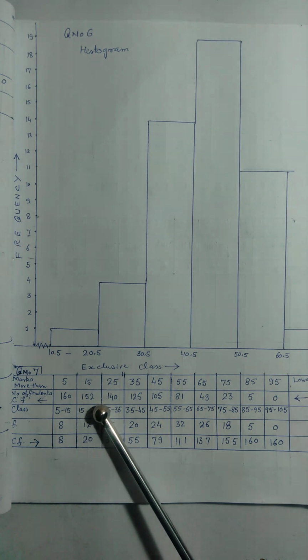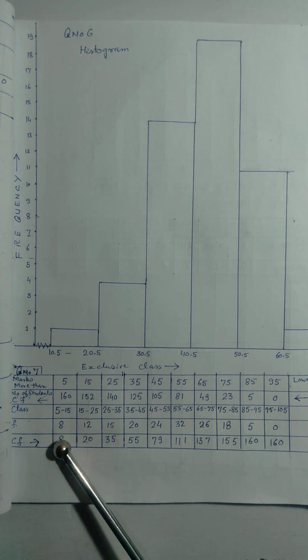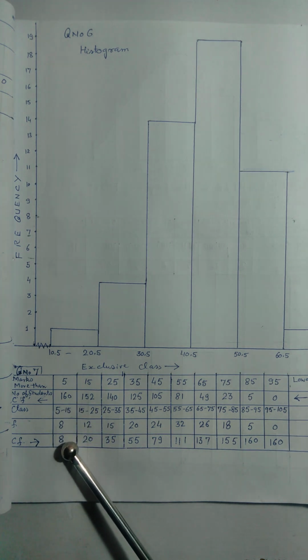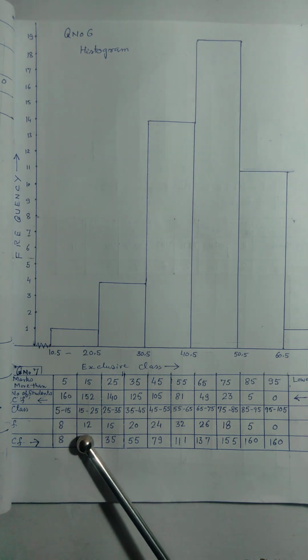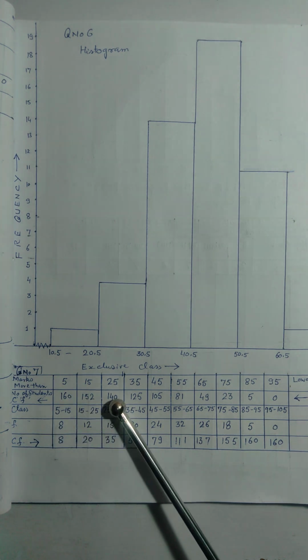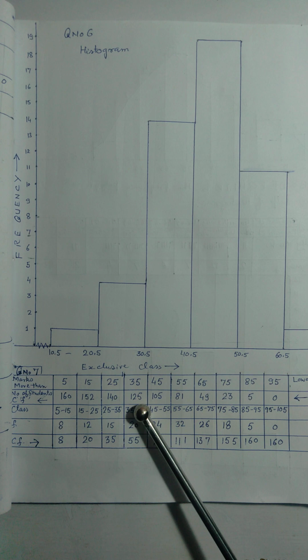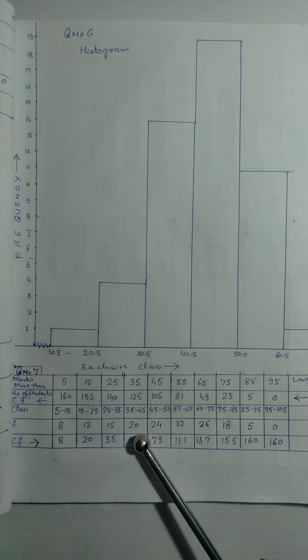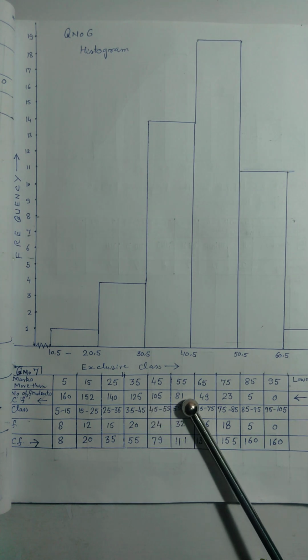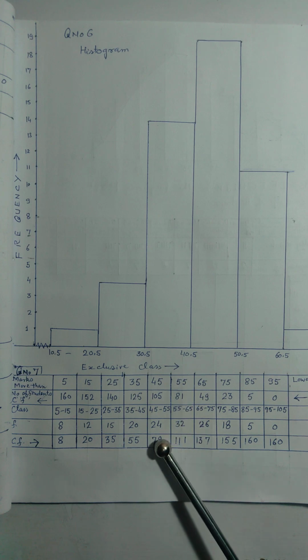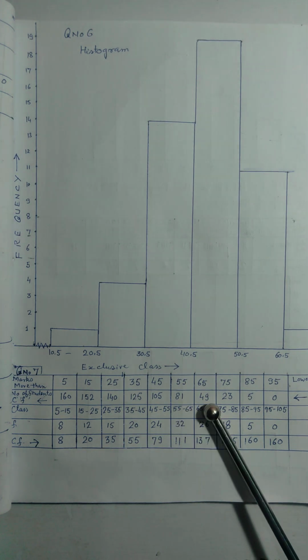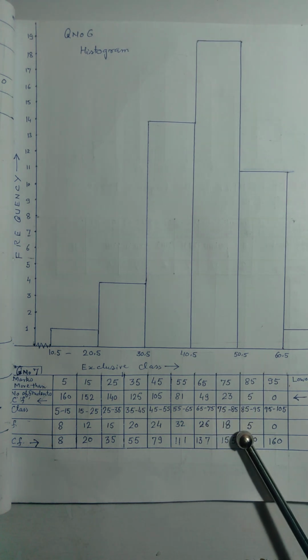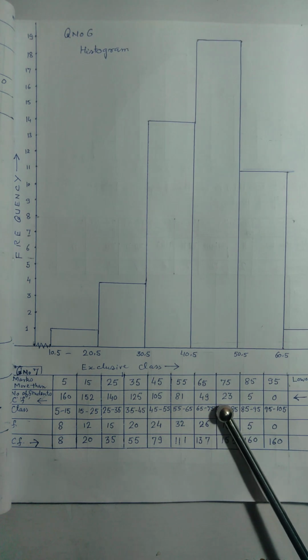So just subtract 160 minus 152. You will get 8, the frequency of the corresponding class. 152 minus 140 is 12. 140 minus 125 is 15. 125 minus 105 is 20. 105 minus 81 is 24. 81 minus 49 is 32. In this way, you can find out the frequency of the corresponding class.